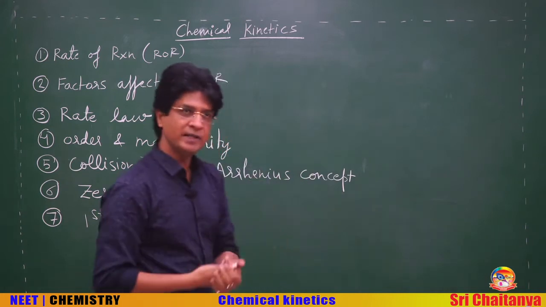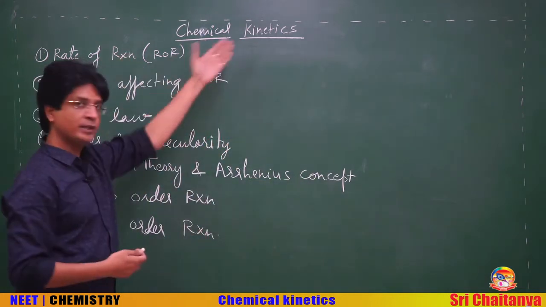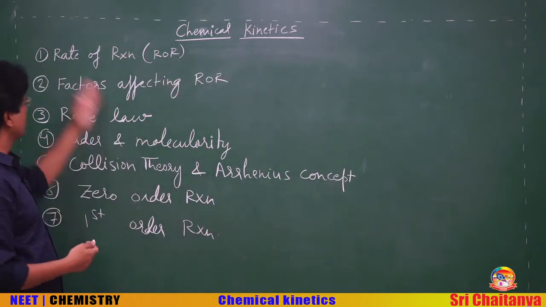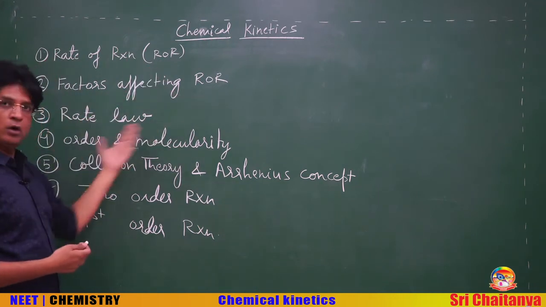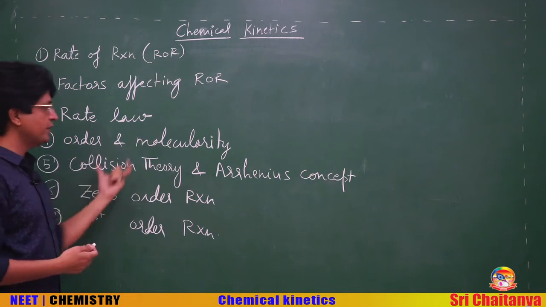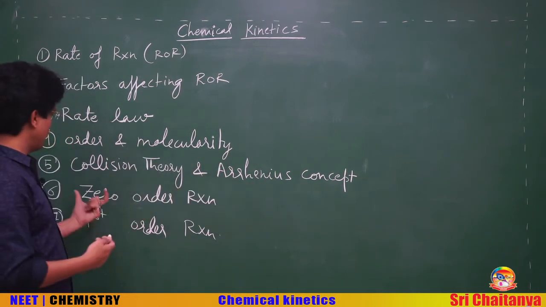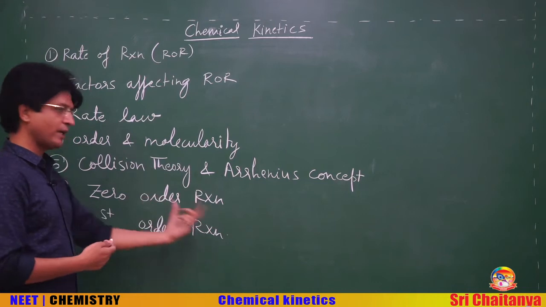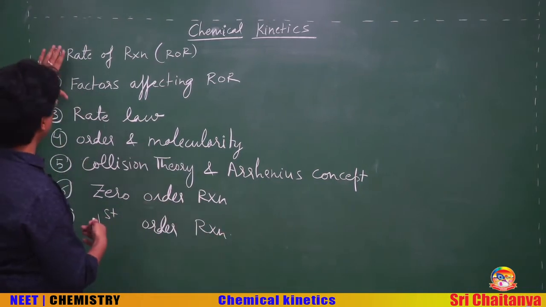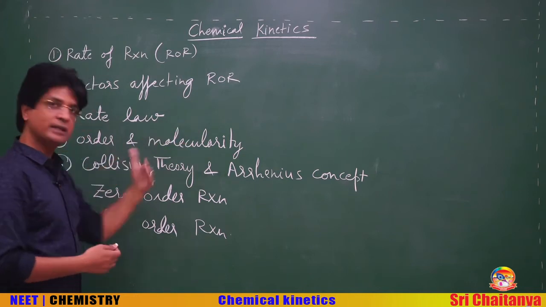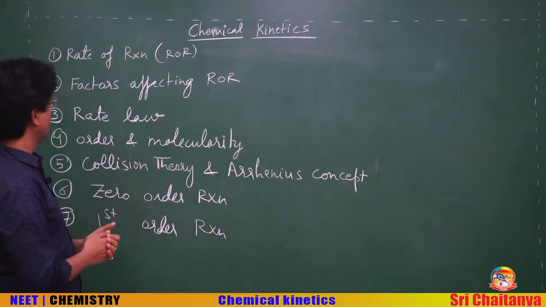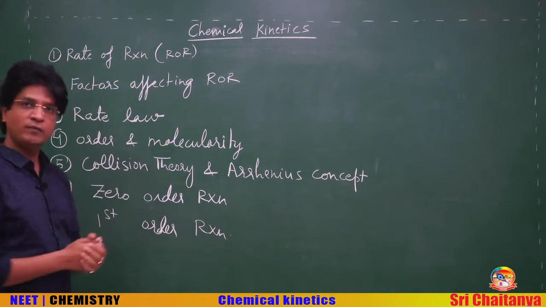For convenience, we have divided chemical kinetics into these 7 subtopics. They are rate of reaction, factors affecting rate of reaction, rate law, order and molecularity, collision theory and Arrhenius concept, zero order reaction and first order reaction. We will try to complete at least 3 to 4 subtopics today, and the rest we will do in the coming lectures. So let's begin with rate of reaction.